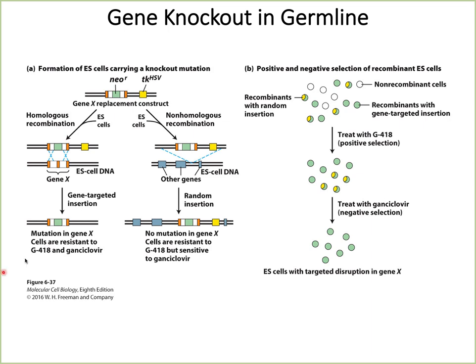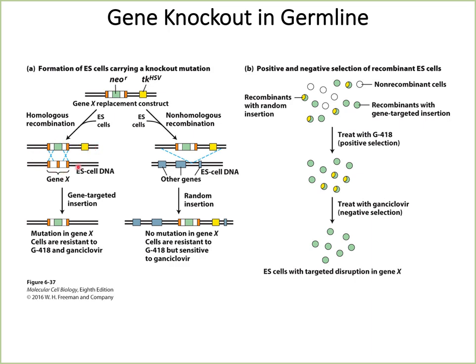So how do we actually do this gene knockout in the mouse germline? If you look at this technique, suppose this is a construct where you have neomycin resistance, which also confers resistance to G418. And here is another gene, a thymidine kinase from a herpes simplex virus. Now, you have a flanking sequence very similar to the flanking sequence of your gene X that you want to knock out.